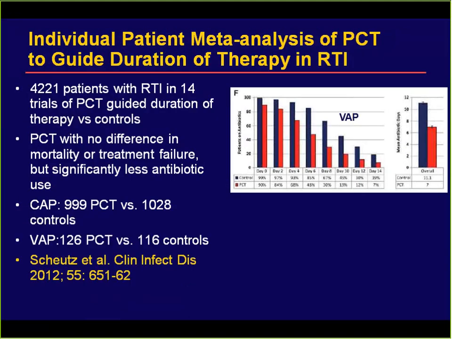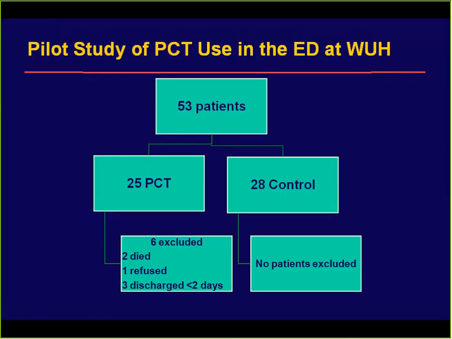The Swiss group also did an individual meta-analysis of over 4,000 patients with respiratory tract infections in trials looking at antibiotic duration. I picked just the data from ventilator-associated pneumonia in this slide, but again, you can see at every time point, fewer patients with biomarker guidance are getting antibiotics than the control population.